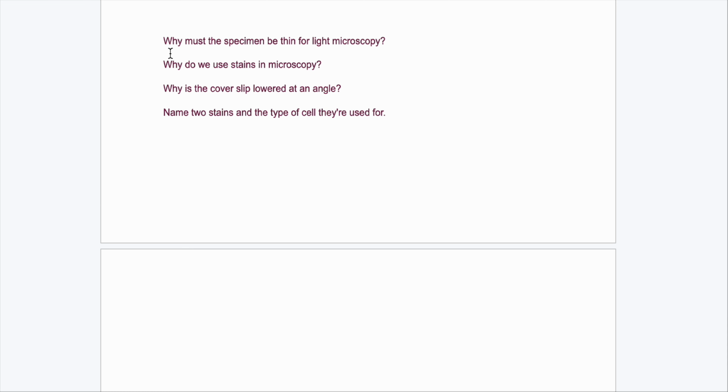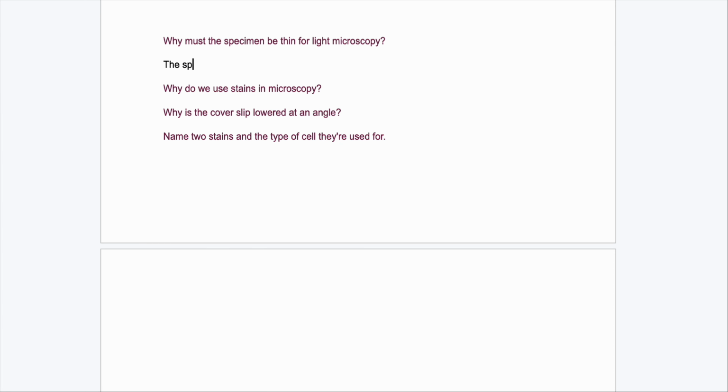And this is pretty simple, because we have to let light pass through it. Light has to pass through it. And if it was thick, it would block the light and it would make the image appear dark and unclear through the microscope. It has to be thin so light can pass through. So for here, you could answer, the specimen must be thin to allow light to pass through it. This is really what they're looking for, allow light to pass through.